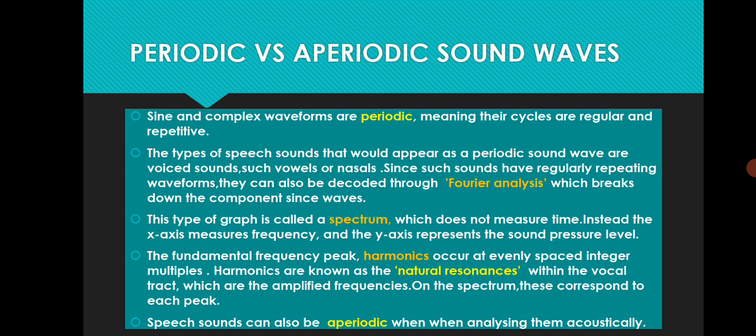in waves. This type of graph is called a spectrum, which does not measure time. Instead, the x-axis measures frequency and the y-axis represents the sound pressure level. Then the fundamental frequency peak and harmonics occur at evenly spaced integer multiples. Harmonics are known as the natural resonance within the vocal tract, and they are amplified frequencies on the spectrum. This corresponds to each peak.